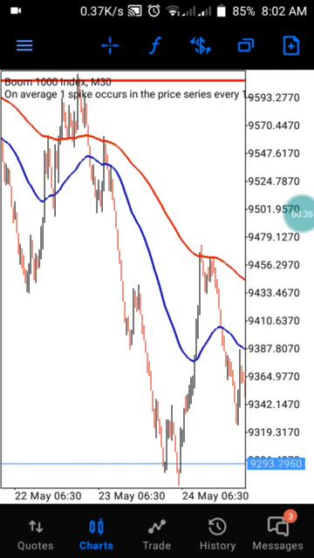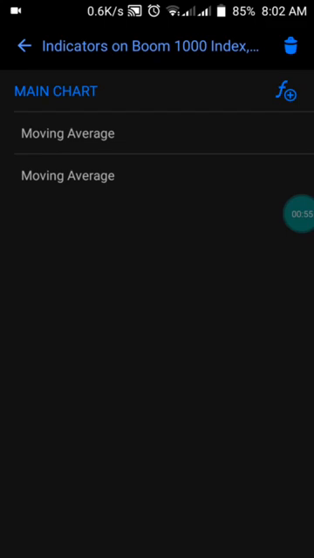For you guys that have not watched my Crash 1000 video, this is another opportunity to watch this Boom 1000 and how these two moving averages can help you trade successfully. So let me show you the settings of this strategy so that you can also set it up on your system.